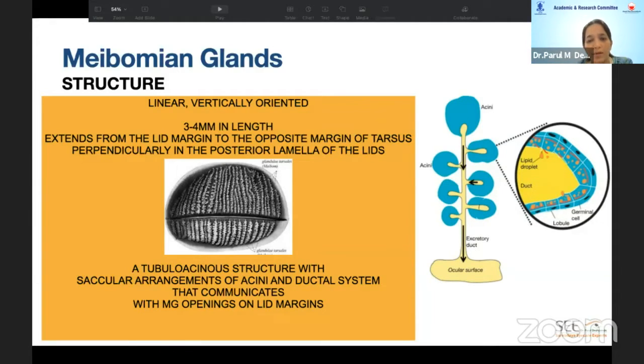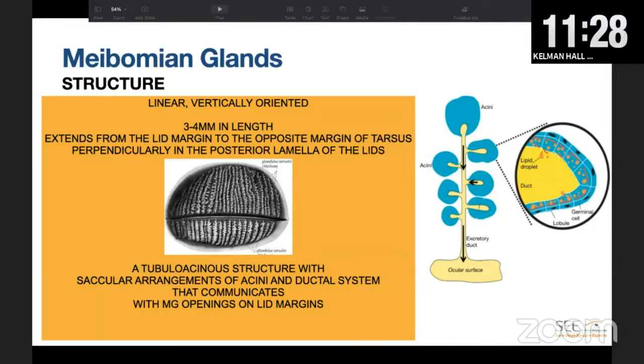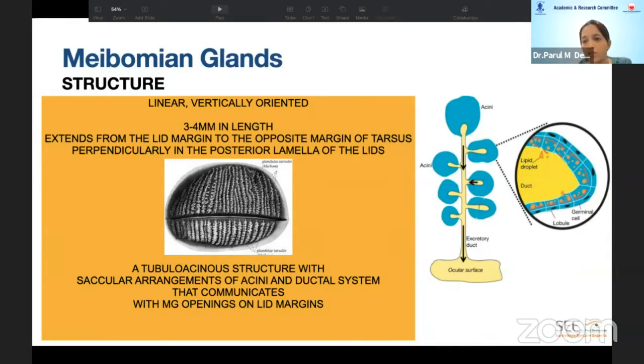These are longer in the upper lid as compared to the lower lid, and they extend from the lid margin to the opposite margin of the tarsus. They are perpendicular and they are present in the posterior lamella of the lids. It's a tubular acinar structure.